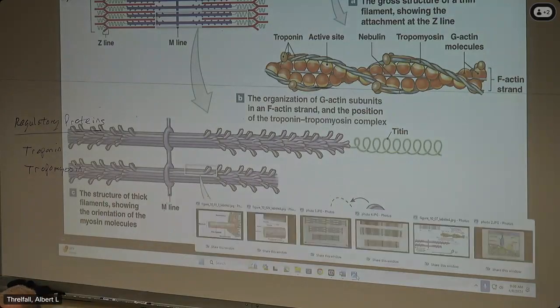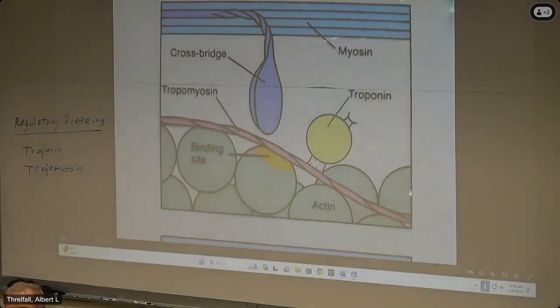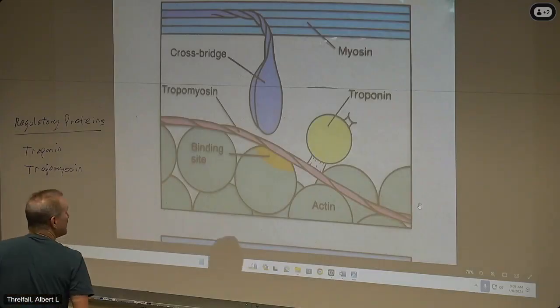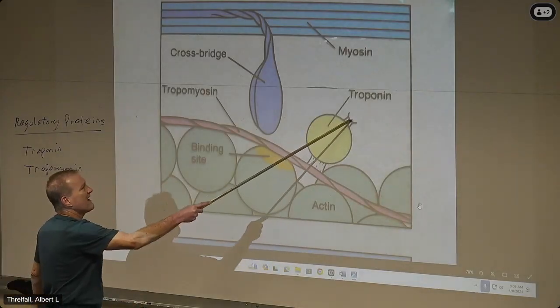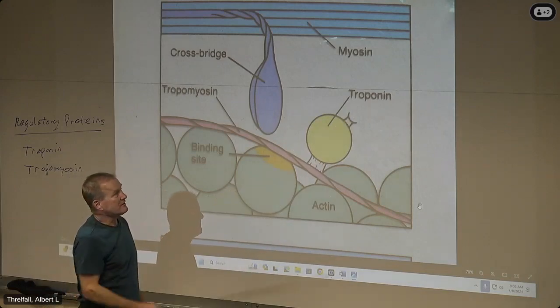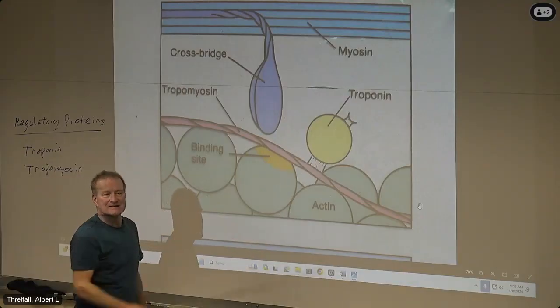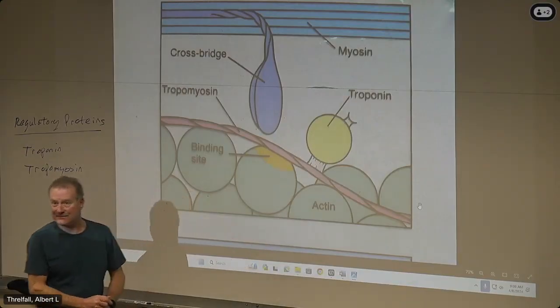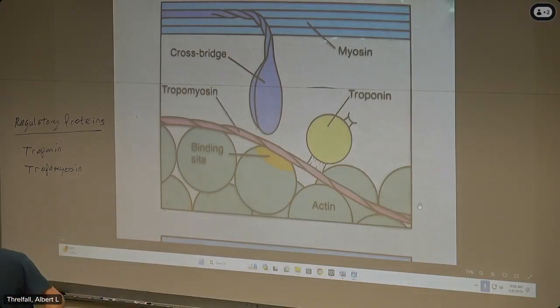As we jump to the last page of the last chapter, because we're dying to know how we get that binding site exposed, notice that there's a little thing on troponin. It turns out that's a binding site for calcium. So look at the next picture.